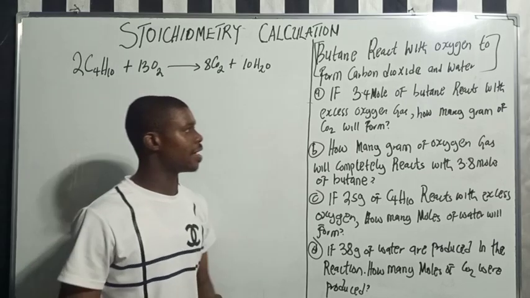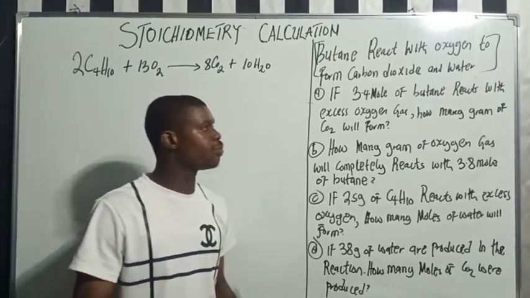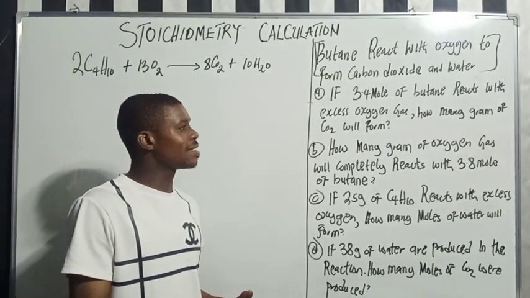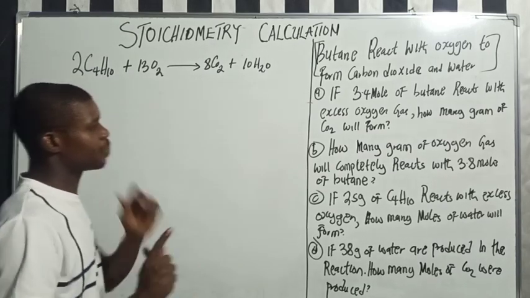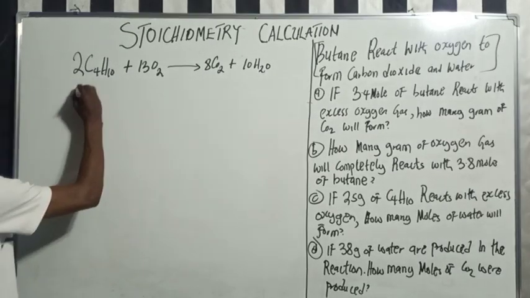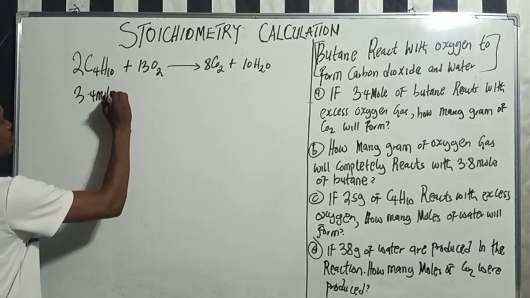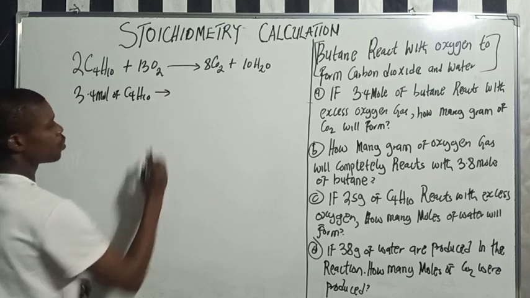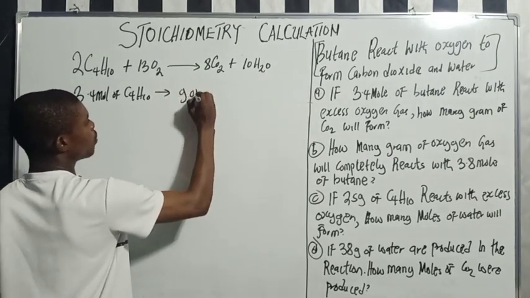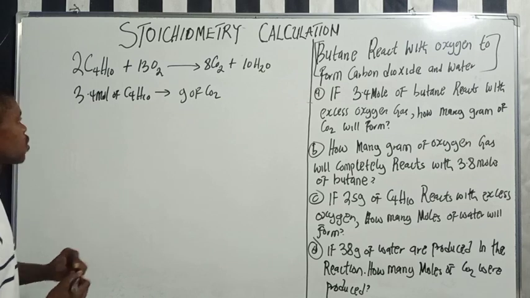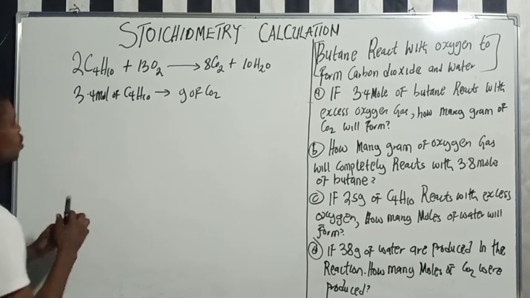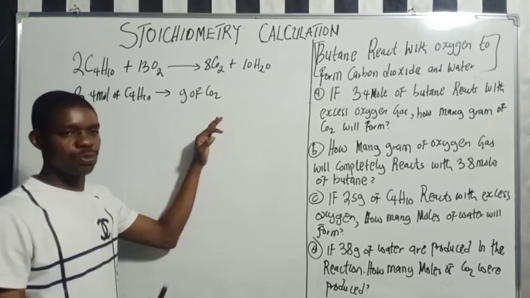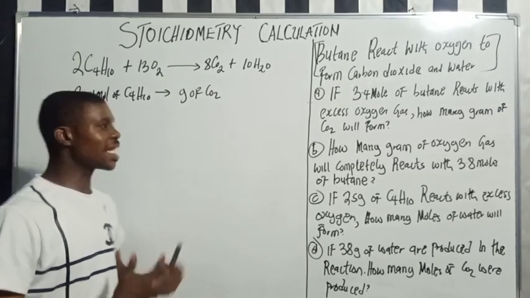So let's look at the first one here. If 3.4 mole of butane reacts with excess oxygen gas, how many gram of CO2 will form? It means that you are going to convert 3.4 moles of C4H10 to gram of CO2. Do you get that? So first, we are going to move forward from mole of C4H10 to mole of CO2 before you can get gram of CO2.